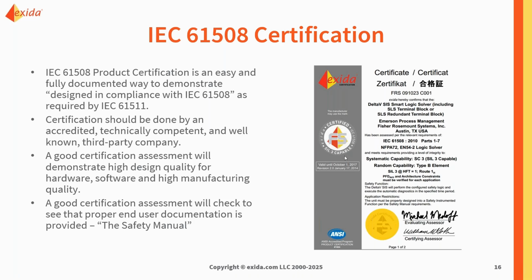So you can see on this certificate, if we look here, we have a systematic capability of SIL3, which means we can use it in a SIL1, a SIL2, or a SIL3 design. It is a type B element, and in order to do SIL3, we have to have a hardware fault tolerance of 1 following route 1H. So you can see that's specified on the certificate, and this is the easiest way to go.